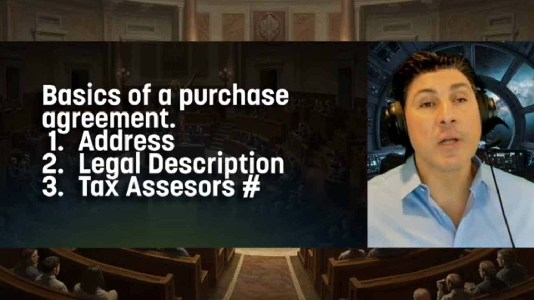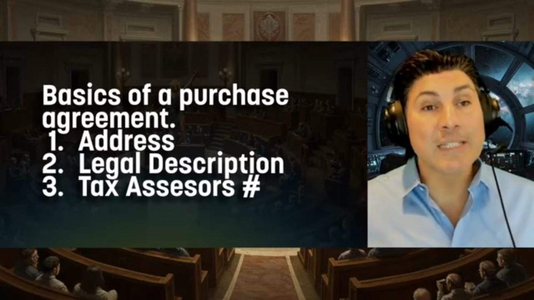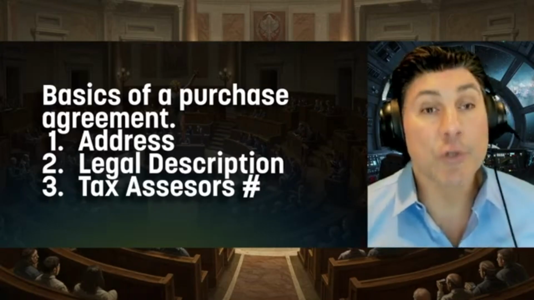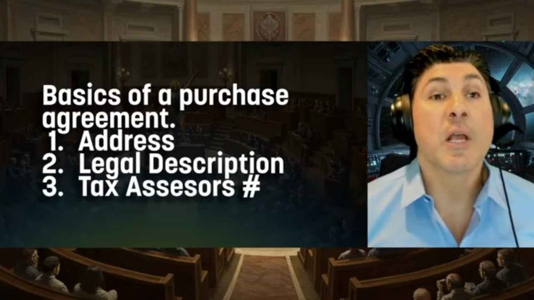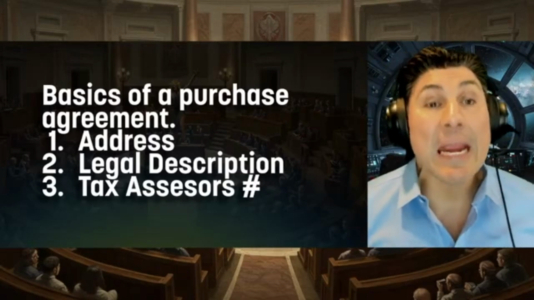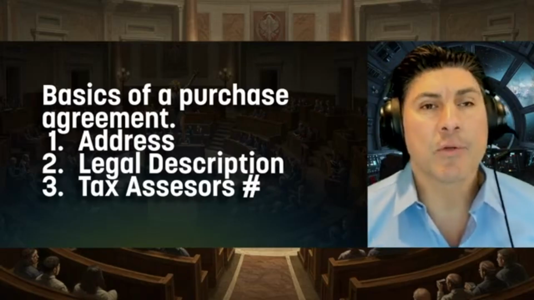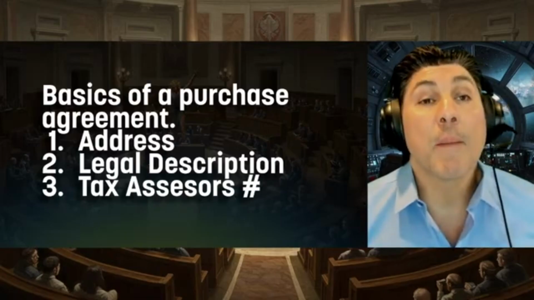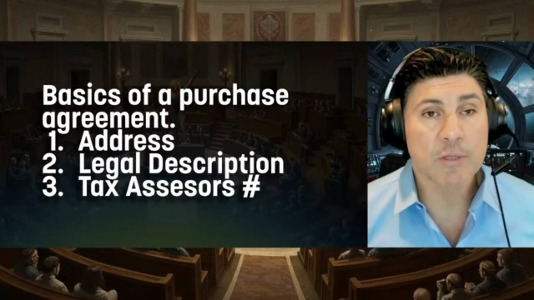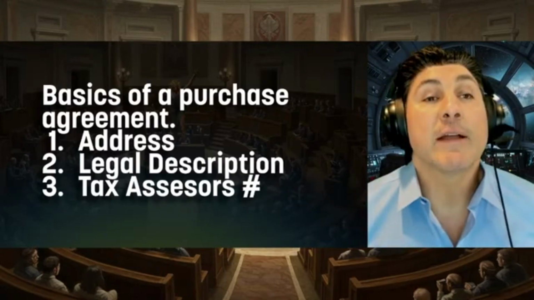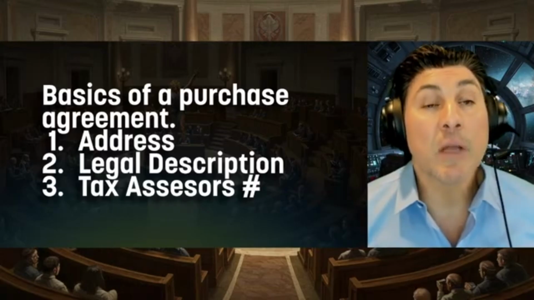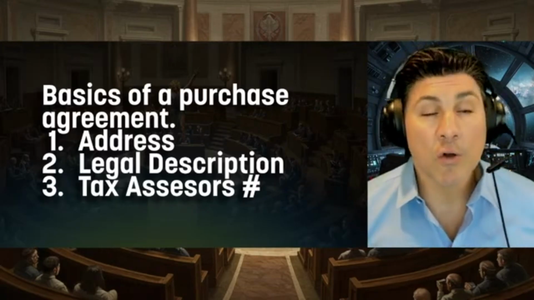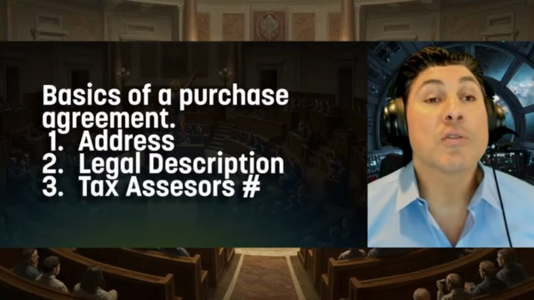Now, the tax assessor's number, or also known as the assessor's parcel number, sometimes those two get interchanged, right? So there's tax assessor's number, there's assessor's parcel number, APN. Those are all different acronyms or different ways of saying the exact same thing. That can also be found on the property profile that you get from your local title representative, but you can also find it on Zillow if you look up parcel number.